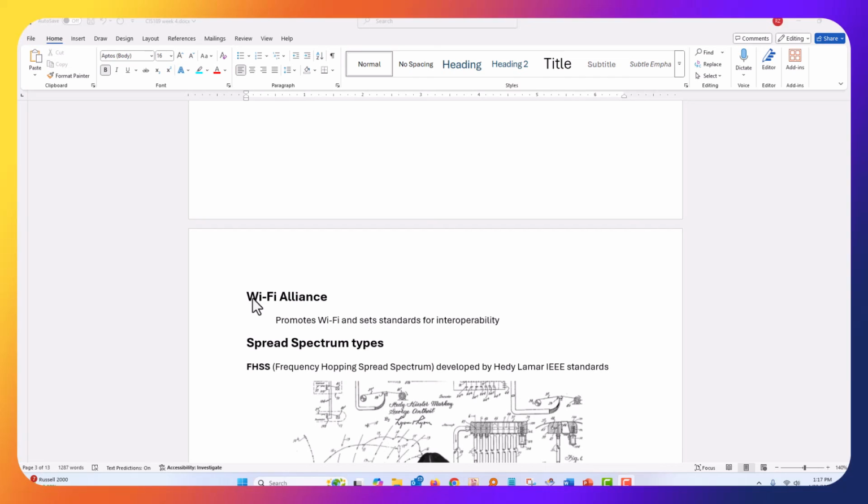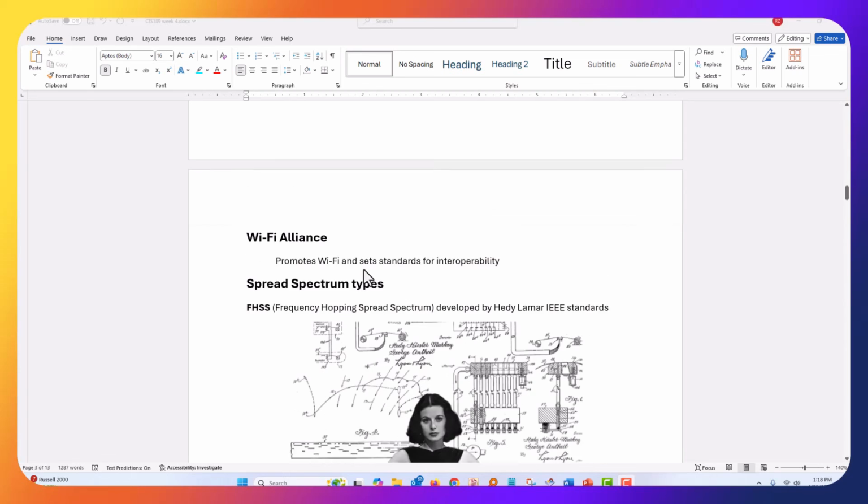So that's what the Wi-Fi Alliance does. And I think I mentioned last week, Wi-Fi doesn't have any meaning. It's not an acronym for anything. It was just made up by the Wi-Fi Alliance because it sounded cool, and so that's how they came up with it. All right, now we're going to talk about spread spectrum technologies.